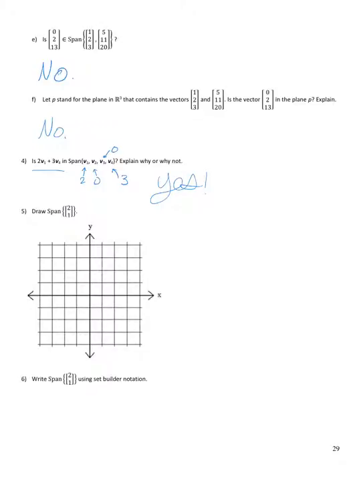So (2, 1) is definitely in the span, so I'm going to plot that, (2, 1). And then any multiple of (2, 1) is also in the span, so say (4, 2). Or (-2, -1). (0, 0) is definitely in the span. We'll put a 0 weight on (2, 1). (-4, -2). So it looks like the span of (2, 1) is this line.